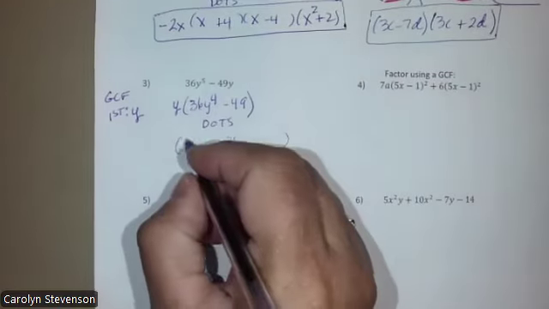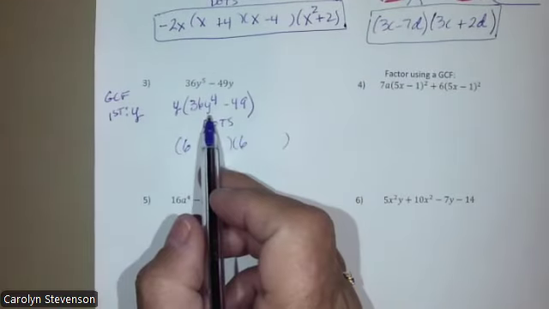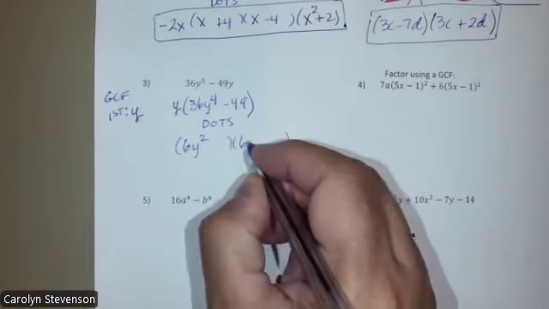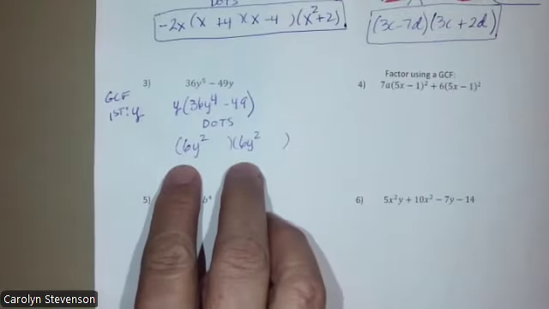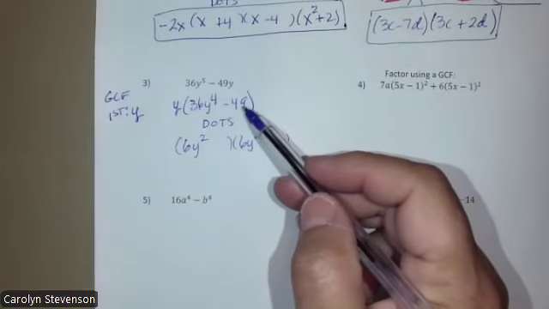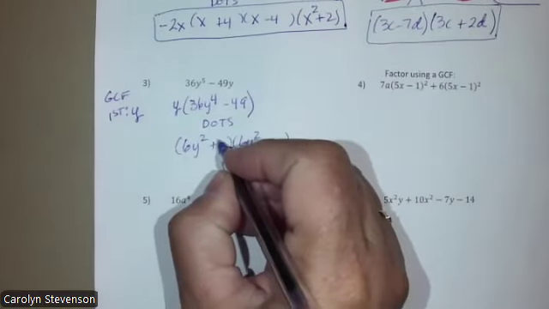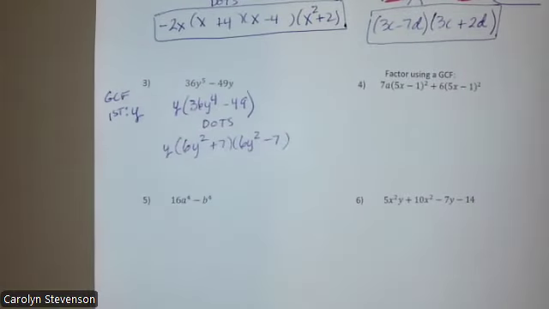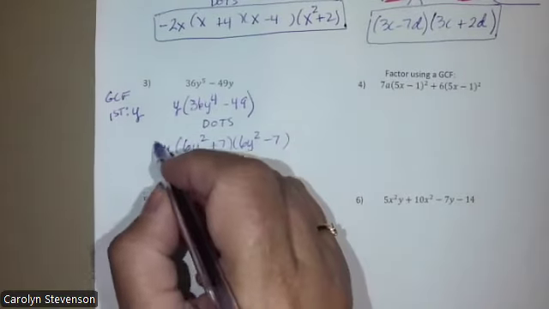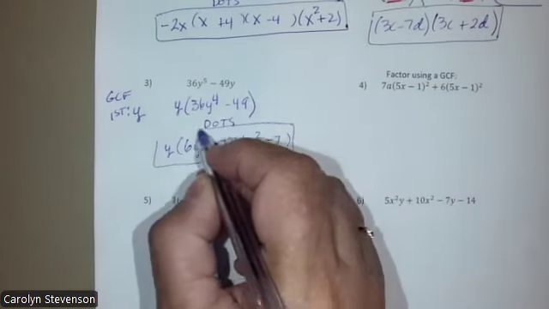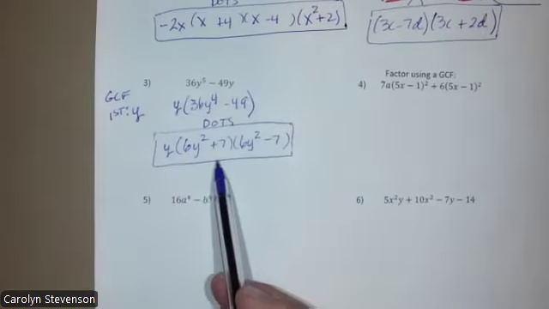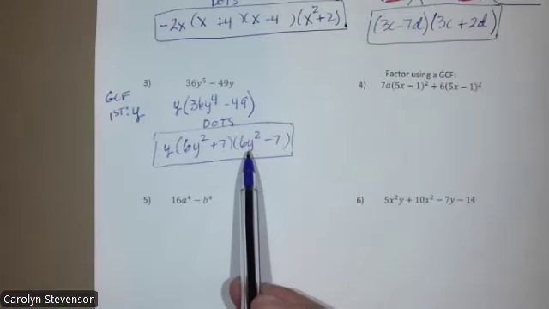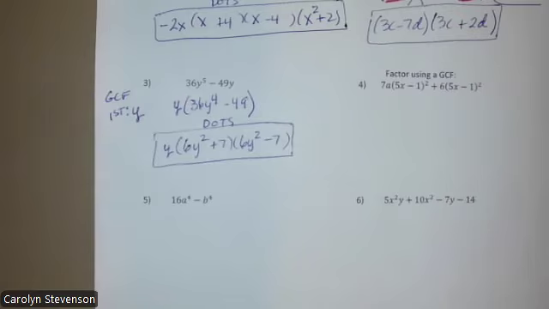6 times 6 or 36. And because it's y to the 4th, we use y squared, y squared. So that gives us 36y to the 4th. For 49, you want to use plus 7 minus 7. And then we have the GCF there of y. And in terms of looking at these 2 answers, neither one of these are difference of squares again. So we are done.